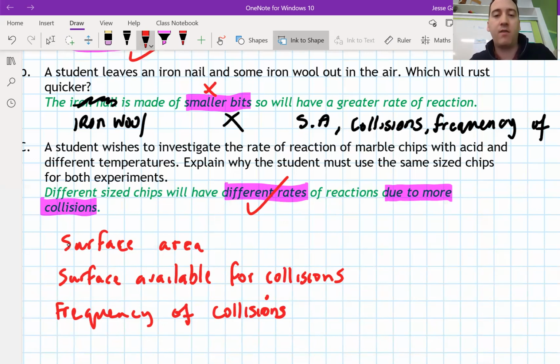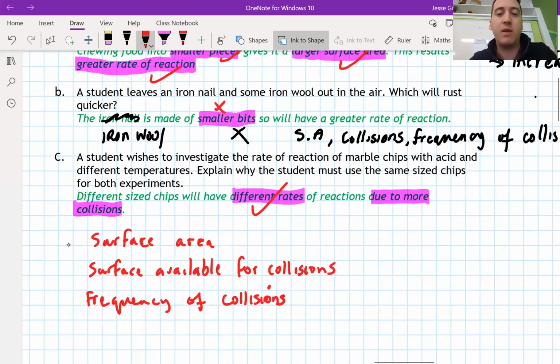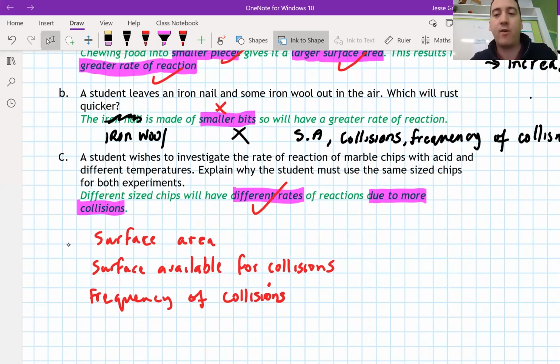All right, that's it for today's video. You hopefully now could explain in detail why surface area will affect the rate of a reaction. So basically, smaller pieces means more surface available for collisions. So surface area is really important. Greater surface area means more surface available for collisions and a higher frequency of collisions, which leads to a higher rate of reaction.